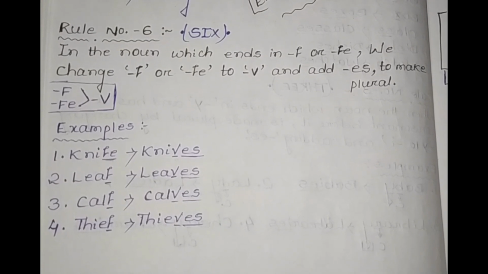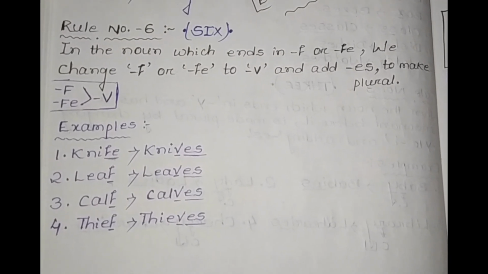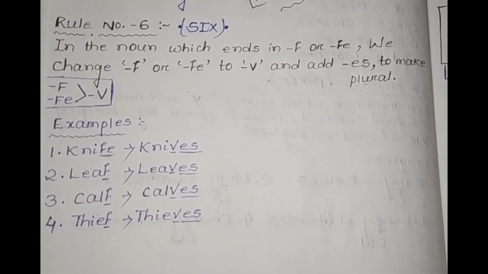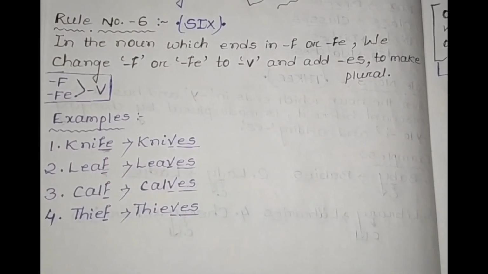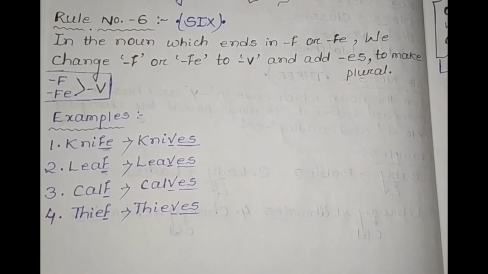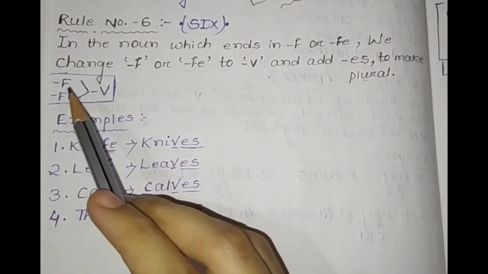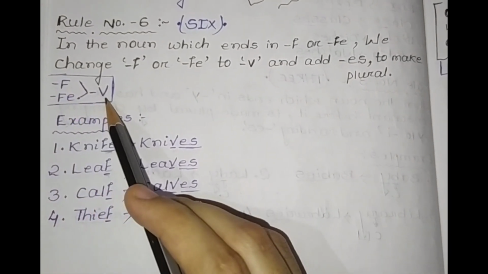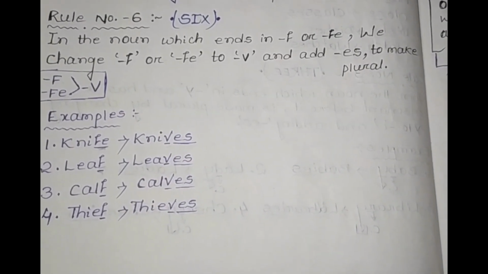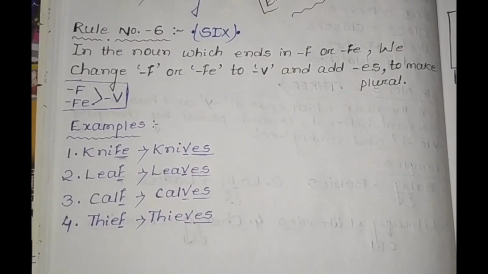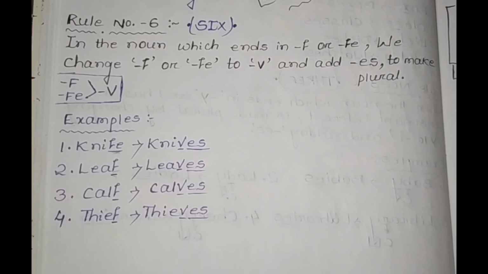Coming to rule number 6. In the noun which ends in f or fe, we change f or fe to v. Clear? We change f or fe to v and add es to make it plural. You can see here the examples.